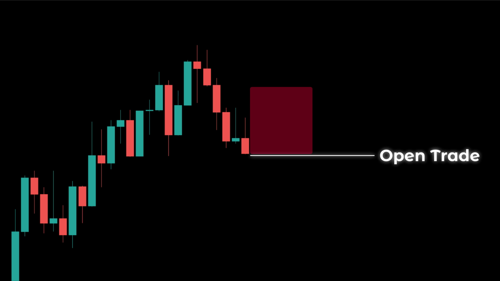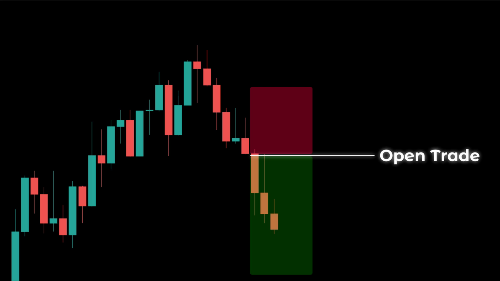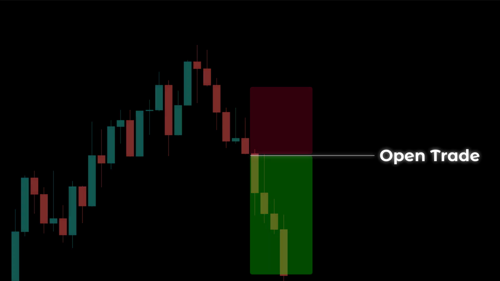And now the best part, the take profit. To keep things simple and consistent, we use a fixed risk-to-reward ratio of 1 to 2. No guesswork, no overthinking. Every trade follows the same rule. At this point, your only job is patience. Let the trade play out. And as you can see here, price reaches the take profit quickly, delivering a clean 2R win.